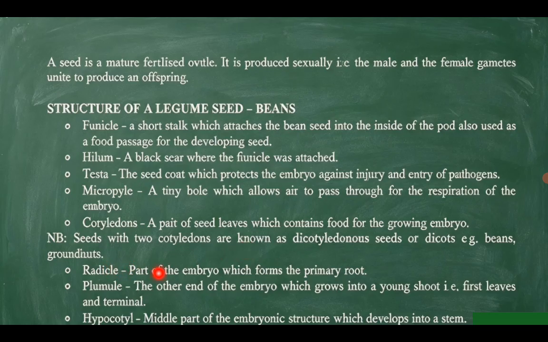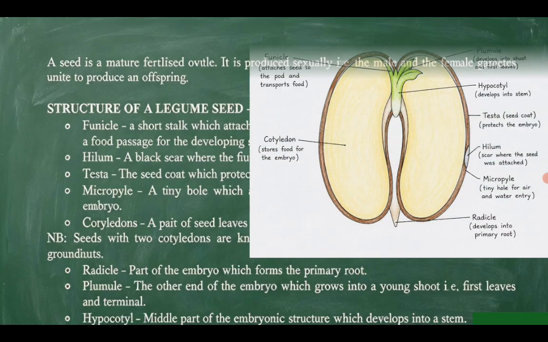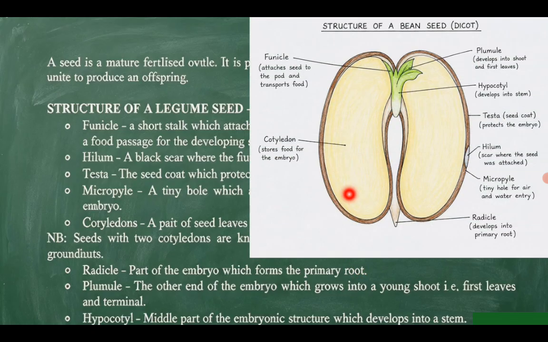And then we have a radicle. We have already mentioned that, maybe, but just in case: the radicle is part of the embryo which forms the primary root. So this one here. The radicle develops into primary roots.